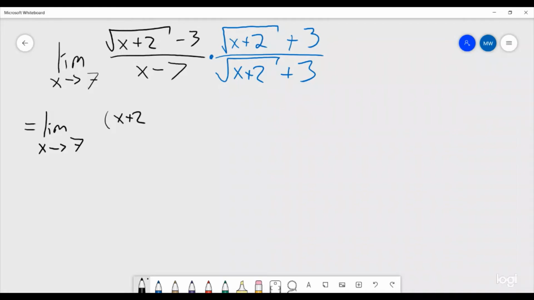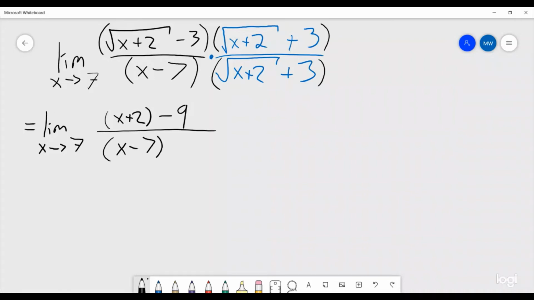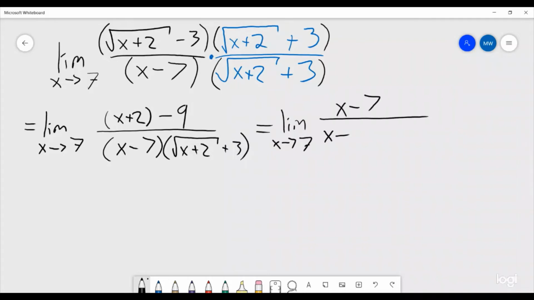So what we get is x plus 2 minus 9. That's what the entire top expands out to. If you don't believe me, give it a shot on your own time, but if you expand this multiplication out, you are going to get x plus 2 minus 9. And then on the denominator, we are going to have x minus 7 times the square root of x plus 2 plus 3. Well, if we just simplify the top, that becomes the limit as x goes to 7 of x minus 7 over x minus 7 times the square root of x plus 2 plus 3.